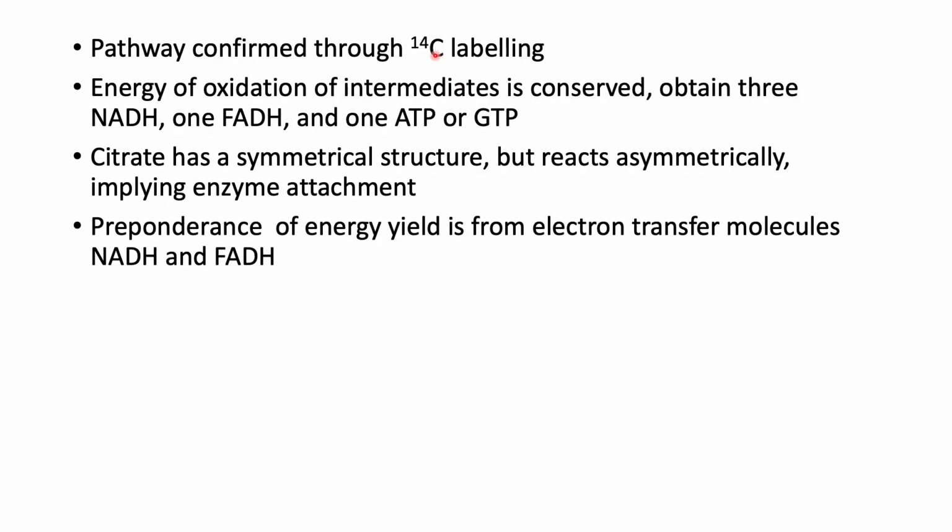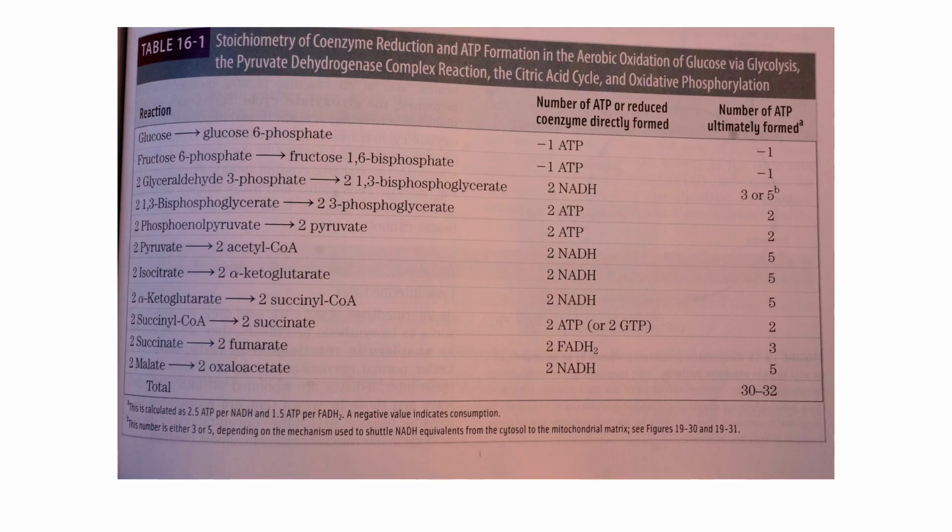C14 labeling is used to confirm this pathway. The energy of oxidation of the intermediates is conserved. You get 3 NADH, 1 FADH2, 1 ATP or GTP. Citrate has a symmetrical structure but reacts asymmetrically, implying enzyme attachment. And the preponderance of the energy yield is from the electron transfer molecules NADH and FADH2. You get 3 ATPs from NADH, 2 from FADH2, because of where they enter in the oxidative phosphorylation pathway.